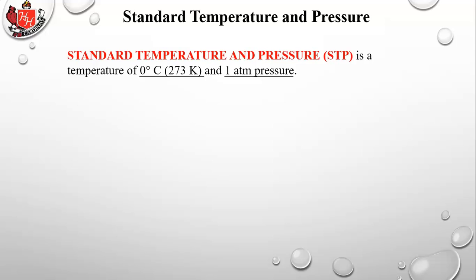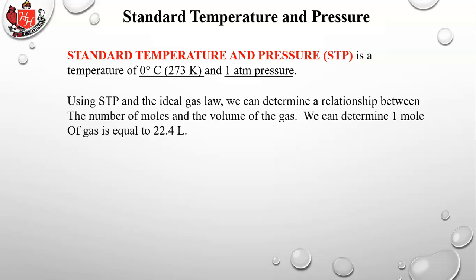So standard temperature and pressure, we've mentioned it in class, and here's the definition again. Standard temperature and pressure, STP, is a temperature of 0 degrees centigrade, that's the freezing point of water, or in Kelvin that's 273, and 1 atmosphere. That's the normal atmospheric pressure at sea level where you live. Using STP and the ideal gas law, we can determine the relationship between the number of moles and the volume of a gas. We can determine that 1 mole of any gas is equal to 22.4 liters.